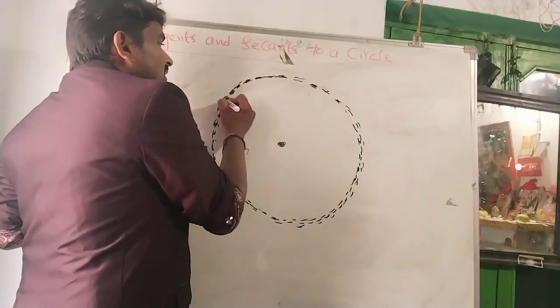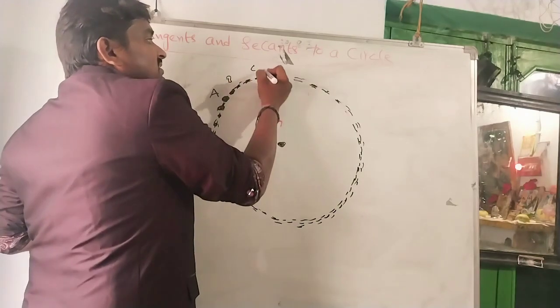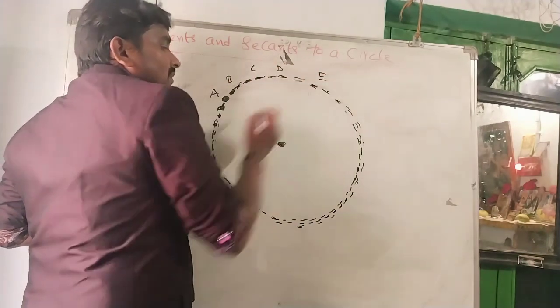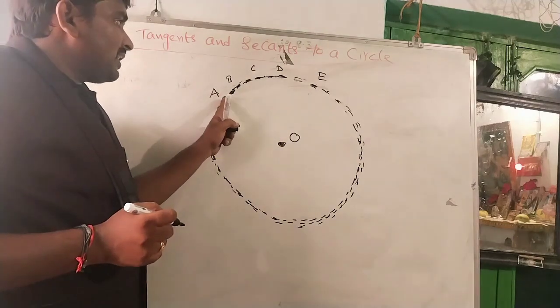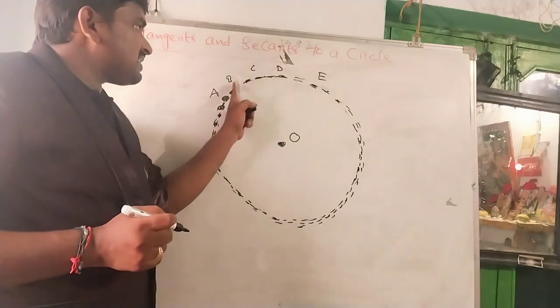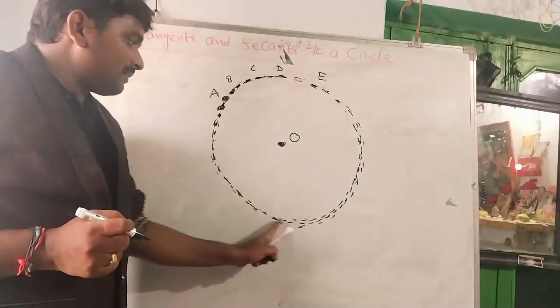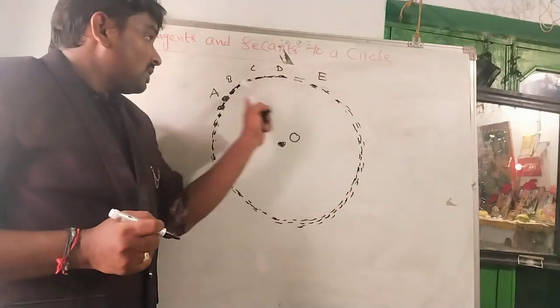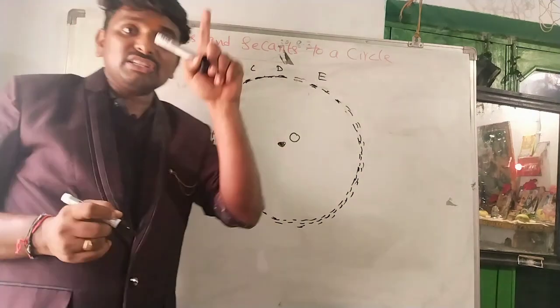You see, all these are points. I am calling it A. This is B. This is C. This is D. This is E. This is the fixed point, some O. You see, A is a point, B is a point, C is a point, D is a point, E is a point. We can take an infinite number of points on this circle. If you find the distance from every point to the fixed point, their distances will be equal.